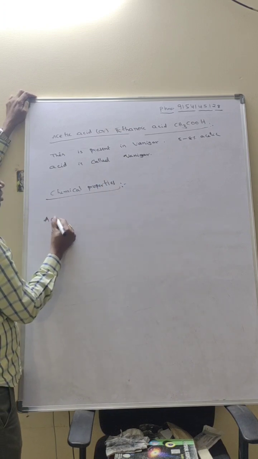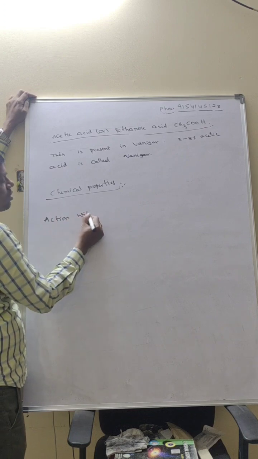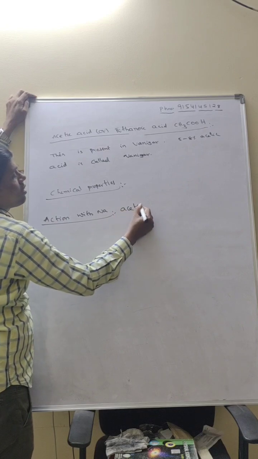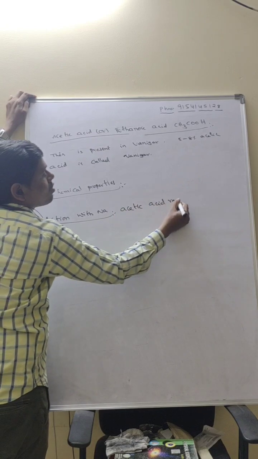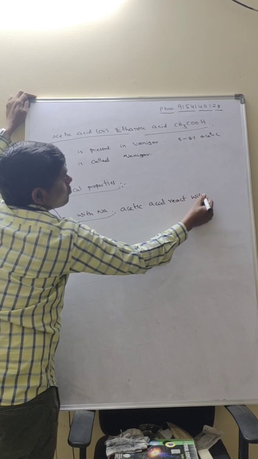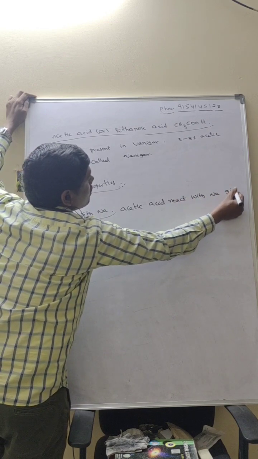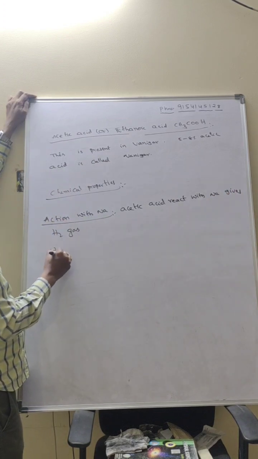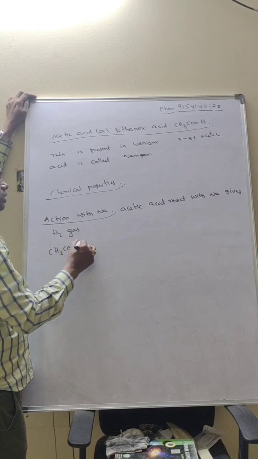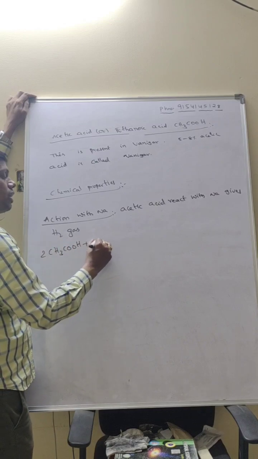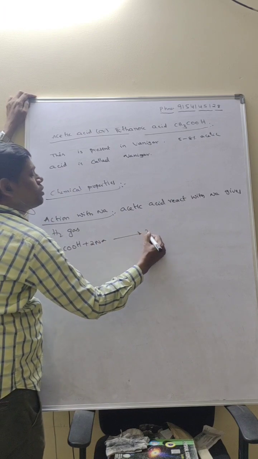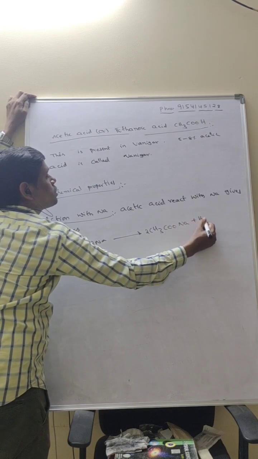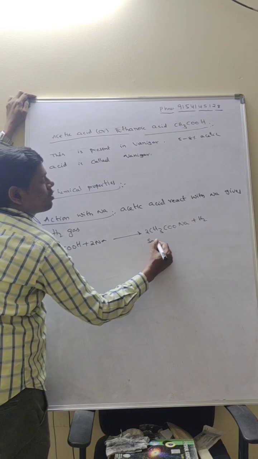Reaction with sodium. Acetic acid reacts with Na and gives H2 gas. CH3COOH plus Na gives rise to CH3COONa plus H2. This is called sodium acetate.